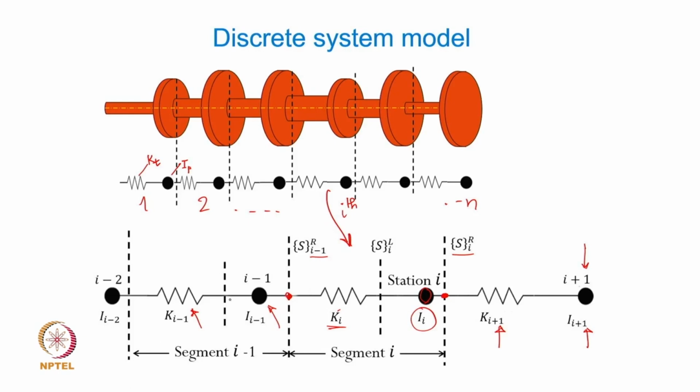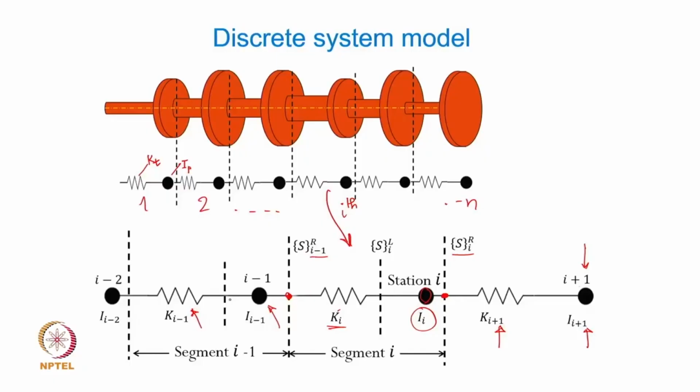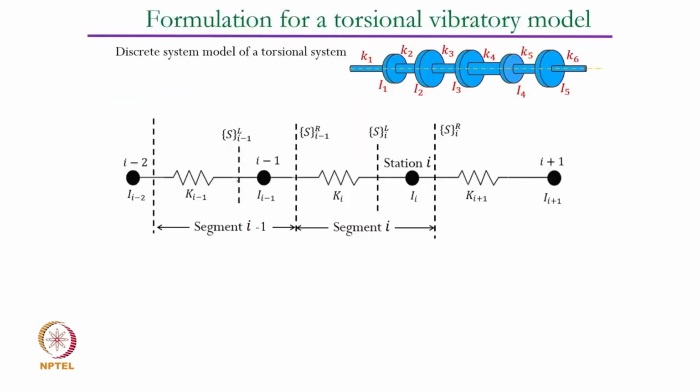Now state vectors will have their own state variables, which define the dynamics. This being a torsional vibratory system, the two variables that will define it are the twist and the torque. So the state vector is going to be defined by two variables, that is torque and the twist theta at each of these stations.